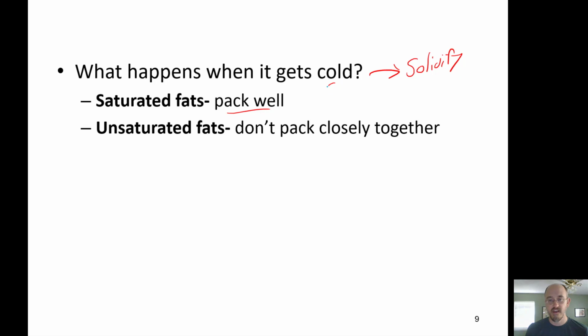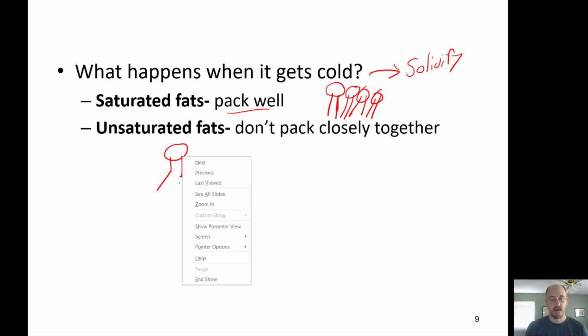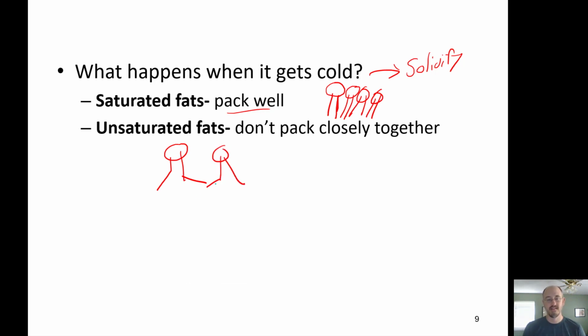So let me draw you. This is just a phosphate head with fatty acid tails. Saturated fats have straight tails on them like that. And when they get cold, they can pack really tightly together. And that would be solid. Unsaturated fats, however, have tails that often have bends in them like this. And so they can't pack tightly together because they have these bends that bump into each other. And so these stay liquid at colder temperatures.